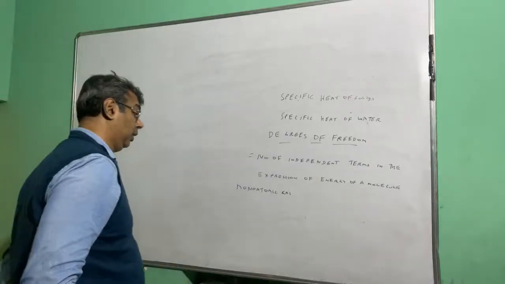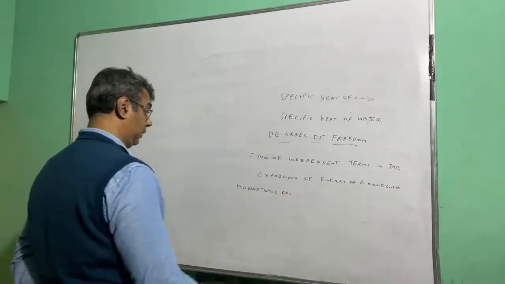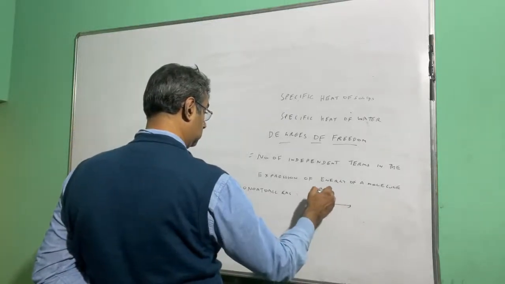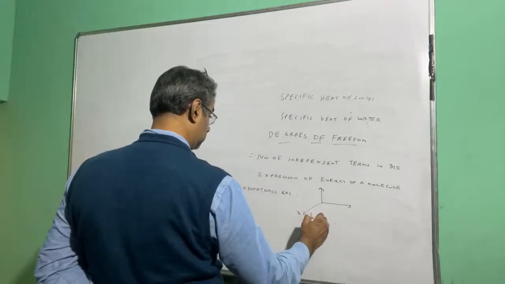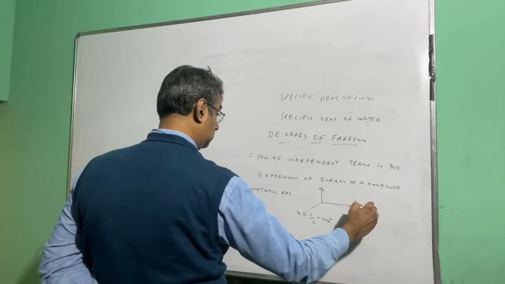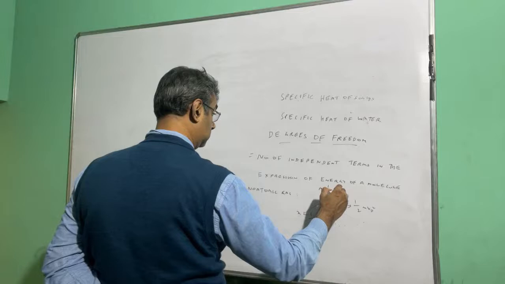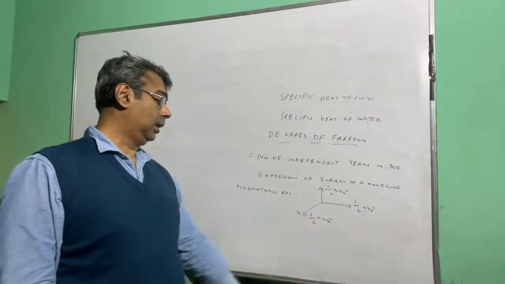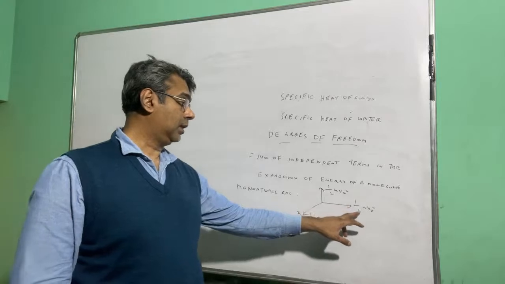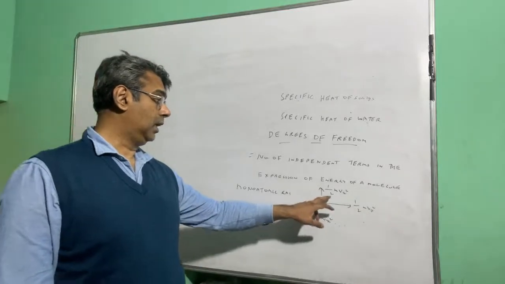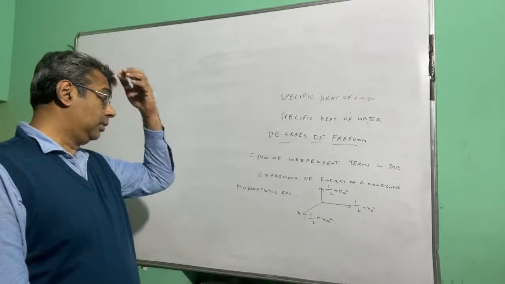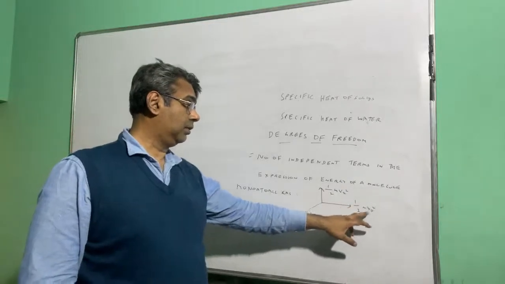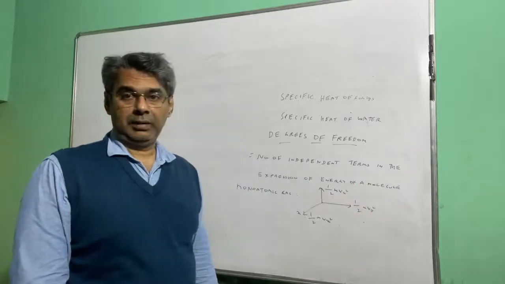First is monoatomic gas. For a monoatomic gas, along the x-axis the kinetic energy will be half m vx square, along the y-axis it will be half m vy square, and along the z-axis it will be half m vz square.